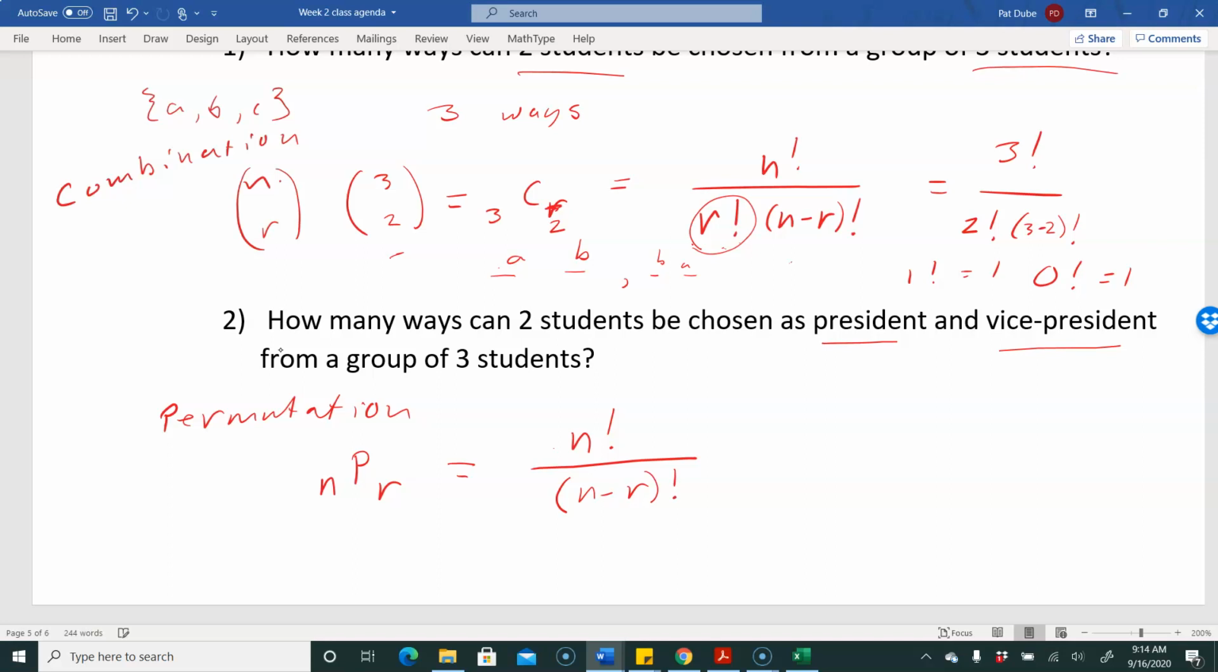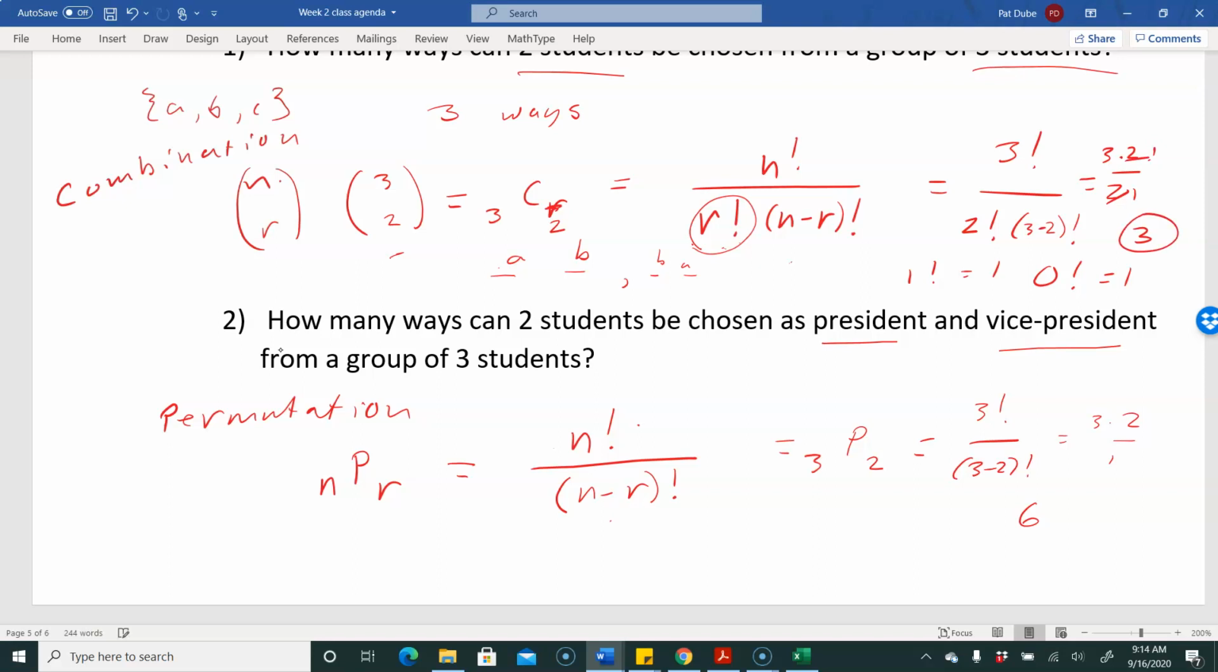So n is the size, how many are in the total group, and n minus r is how many you leave out. So in the case of our 3 permute 2, we get 3 factorial over (3 minus 2) factorial, which is just 3 times 2 over 1, which is 6. Here I got, I never did actually finish this, 3 times 2 over 2 times 1 over 2 times 1.